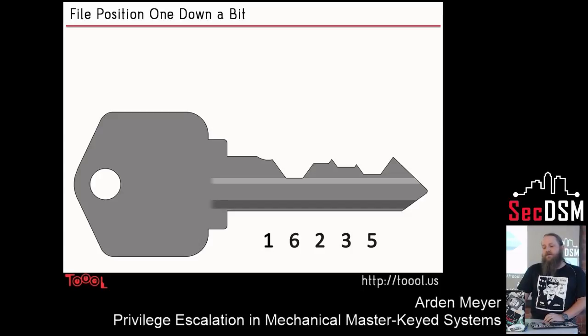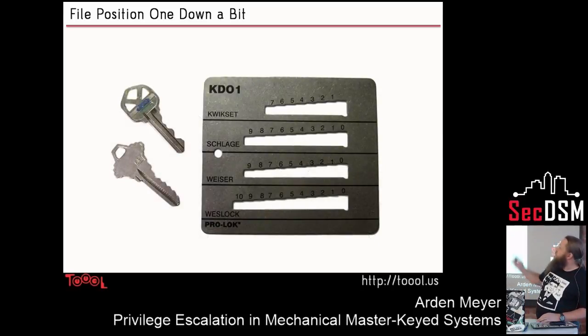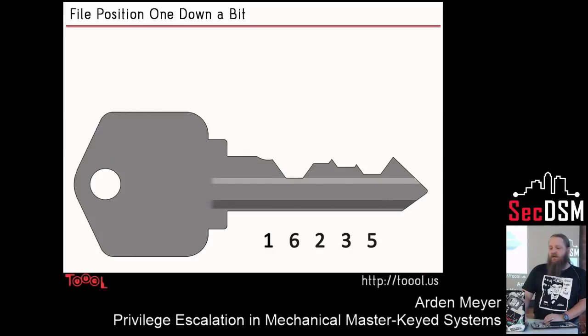So what we're going to do is file that position down 1 bit. We're just going to manually take a file. If you want to be a little high tech, you can have a depth gauge like this, or you can just look up the specification for your keyway and know what each bidding is. So we're going to file it down 1 bit.